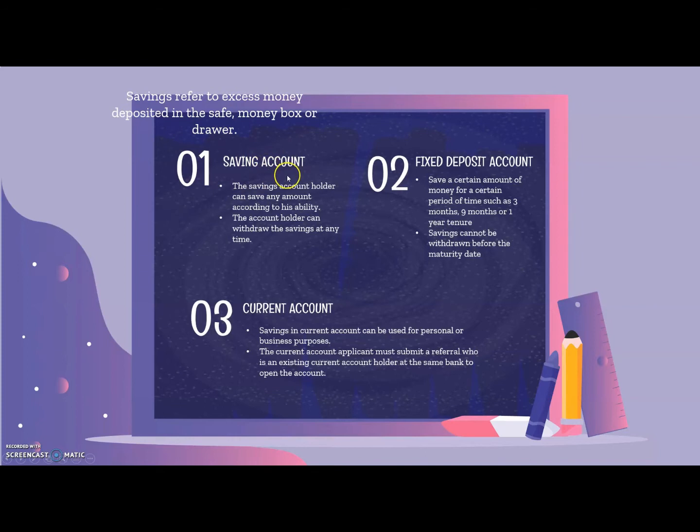First is saving account. The saving account holder can save any amount according to his ability. The account holder also can withdraw the saving at any time. Second is fixed deposit account. For fixed deposit account, it can save a certain amount of money for a certain period of time such as 3 months, 9 months or 1 year. Saving cannot be withdrawn before the maturity date.